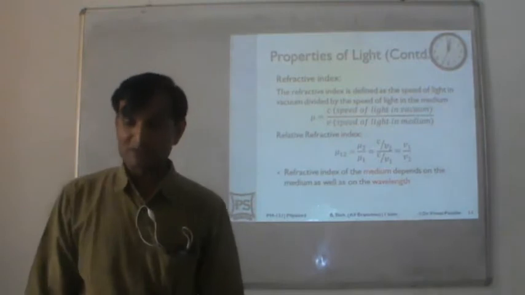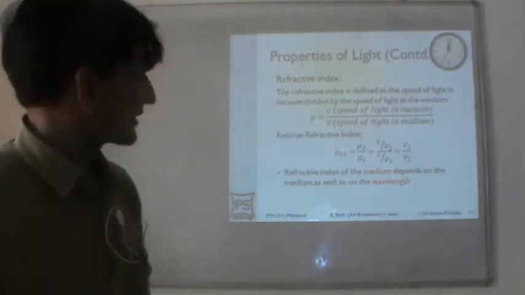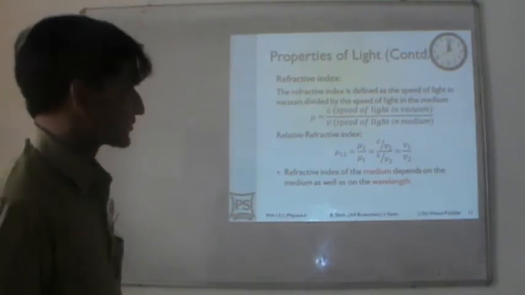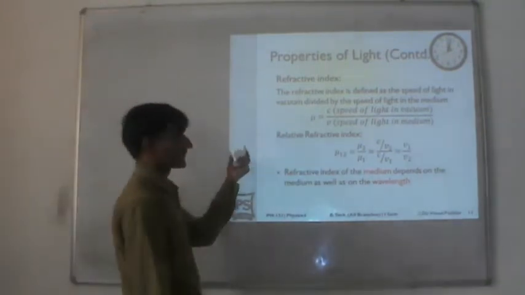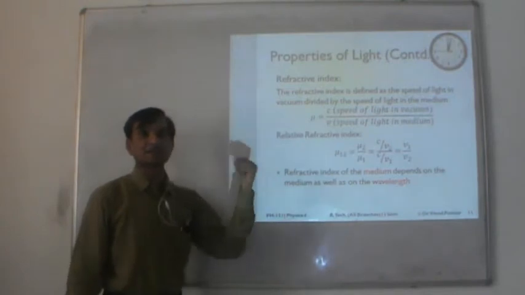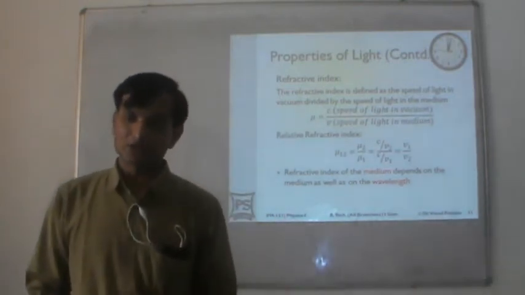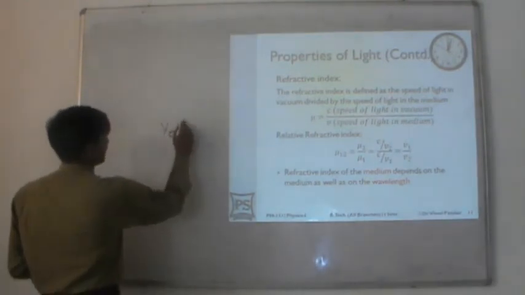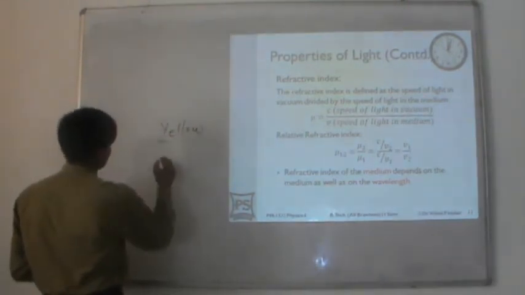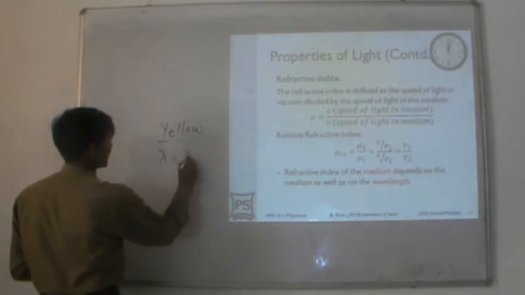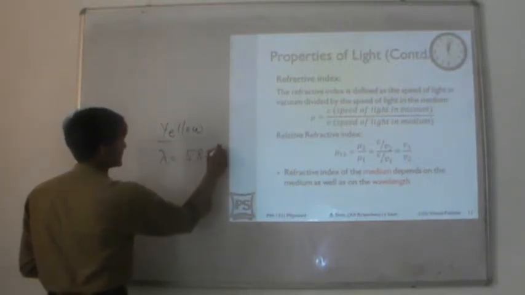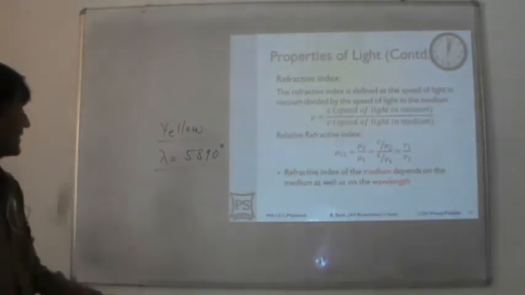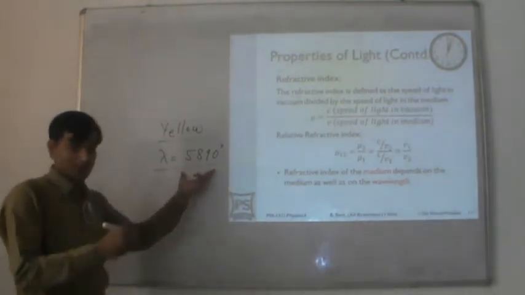And if it is not specified in any example or in any case, then it is generally taken for the yellow color. So whenever it is simply written that the refractive index is 1.5, it means it is calculated for yellow color. And yellow color has a wavelength of approximately 5890 angstrom. You probably have seen a sodium lamp in the laboratory, or maybe you will see a sodium lamp in your laboratory session.